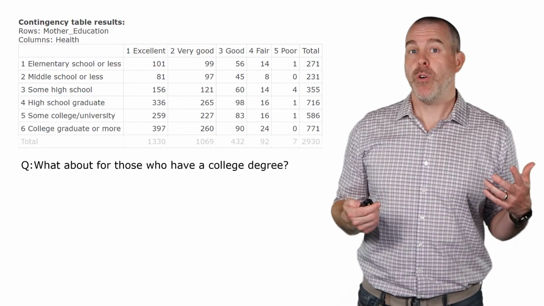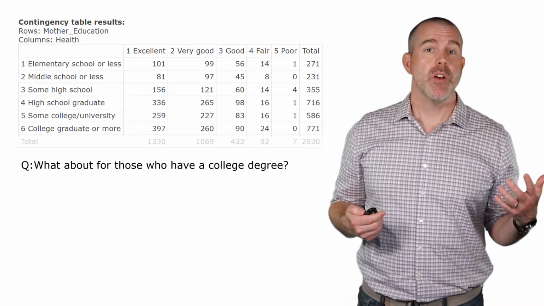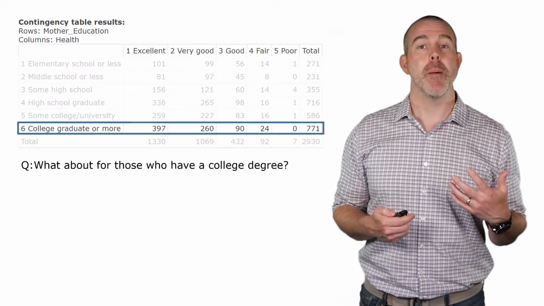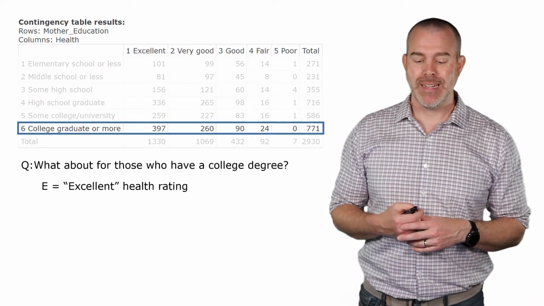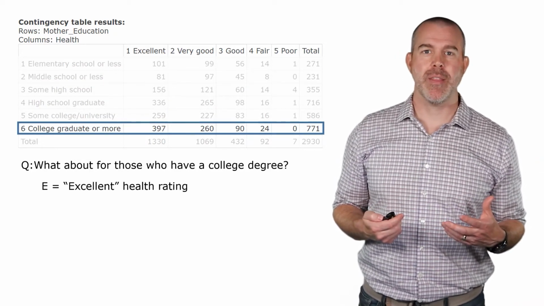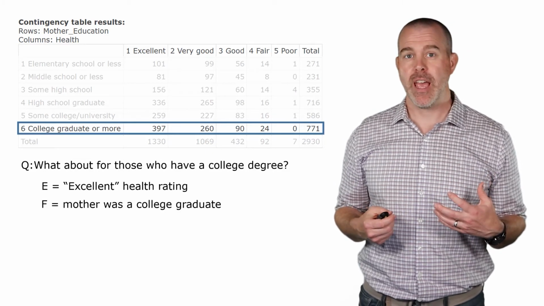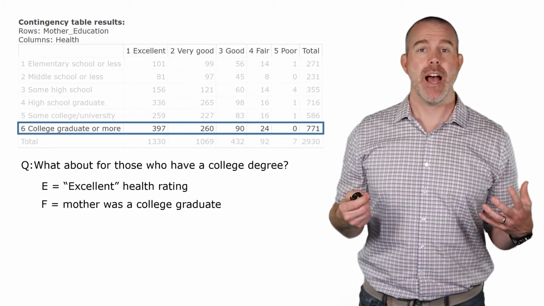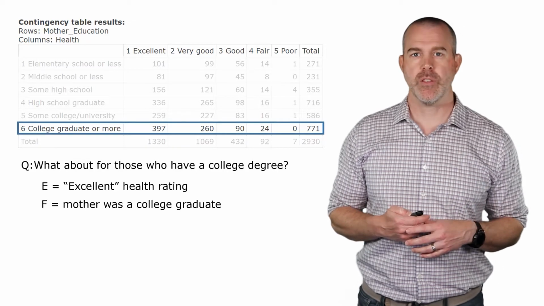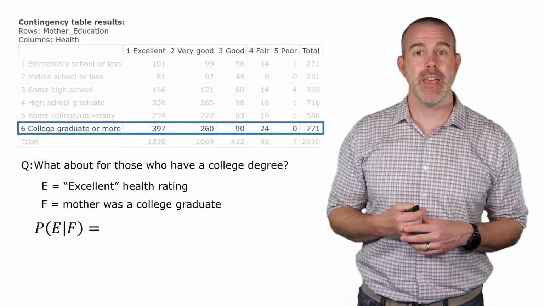All right, what about those who have a college degree? We could do similar analysis. This would be the bottom row. The same idea. We'll define event E to be that they have excellent health. F, in this case, is going to be that the mother graduated from college. So the probability here would be the probability of E given F.